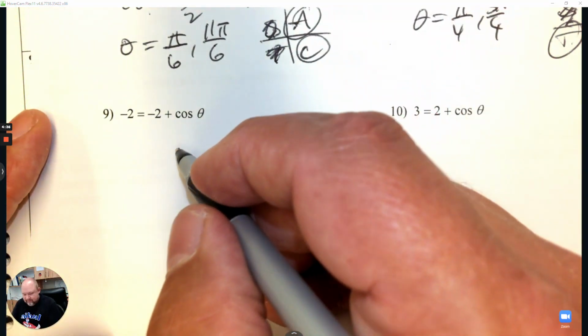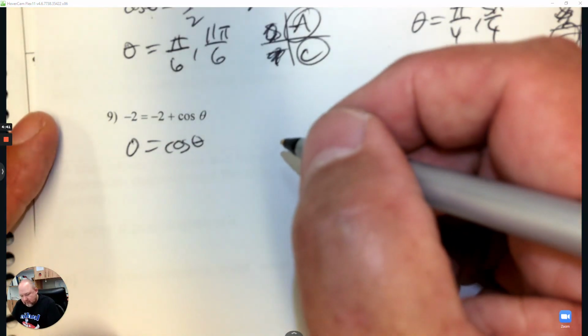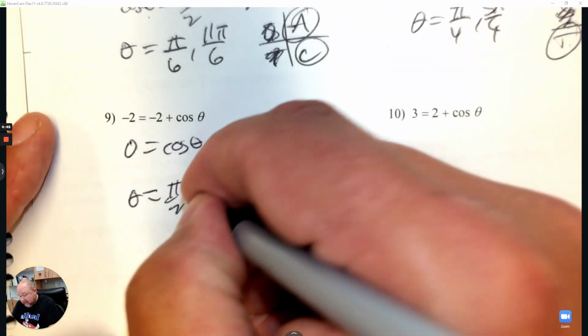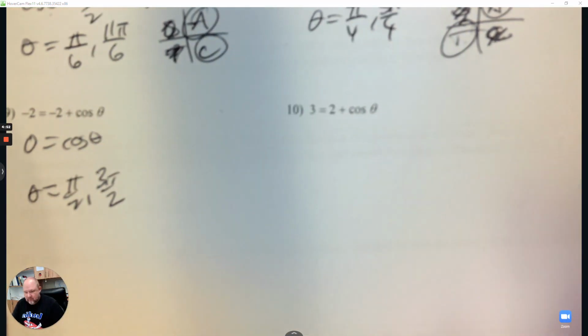Press pause and try it. Add 2 and you get 0. And we just did this one, right? That's number 5. So I'm not going to go through the work. In number 5, we said the answer is pi over 2 and 3 pi over 2. So I say look at number 5 and it's the same steps. Number 10. Press pause.